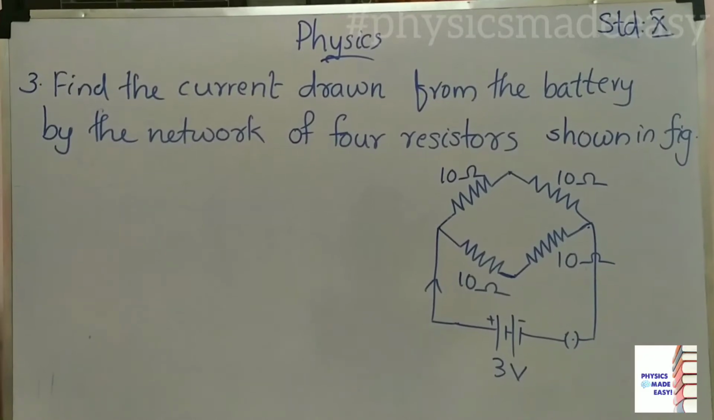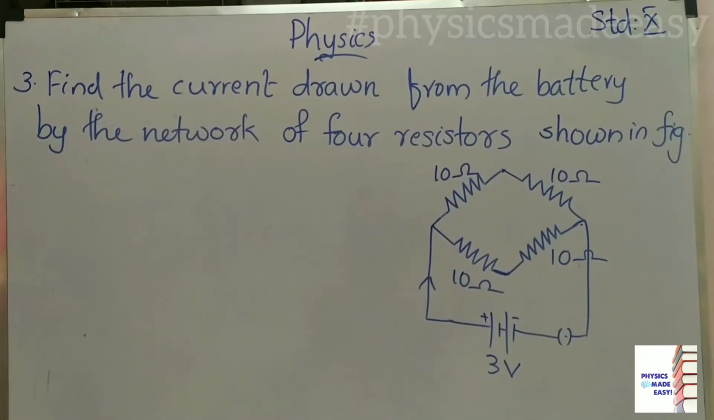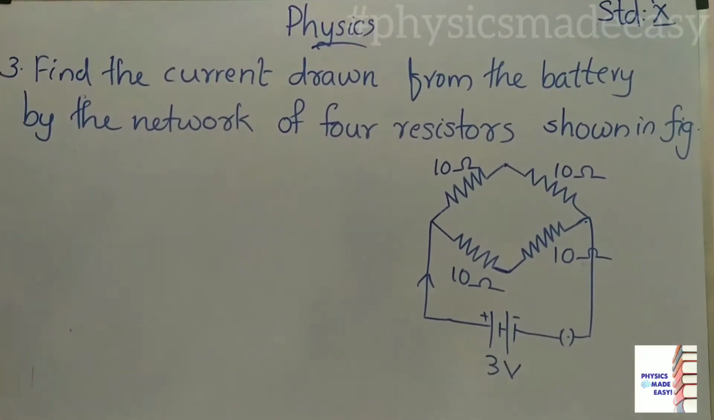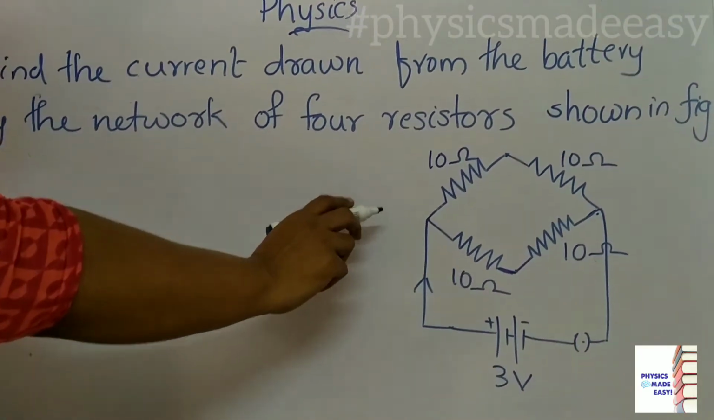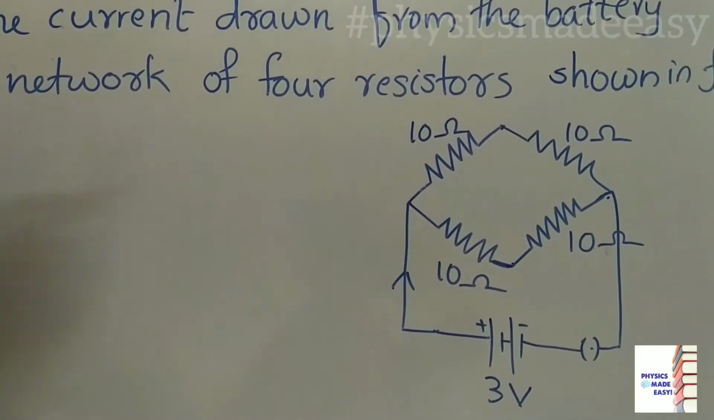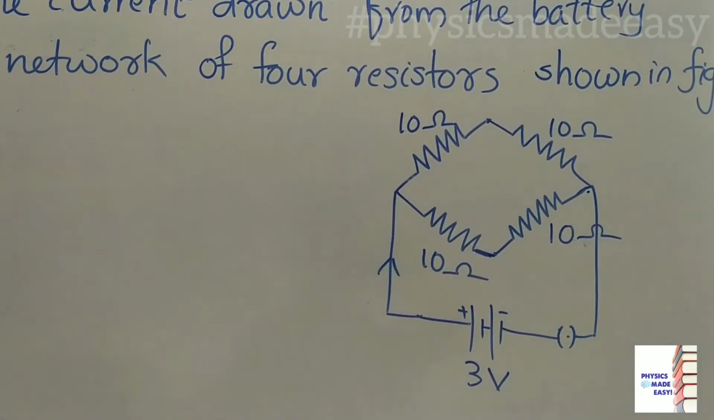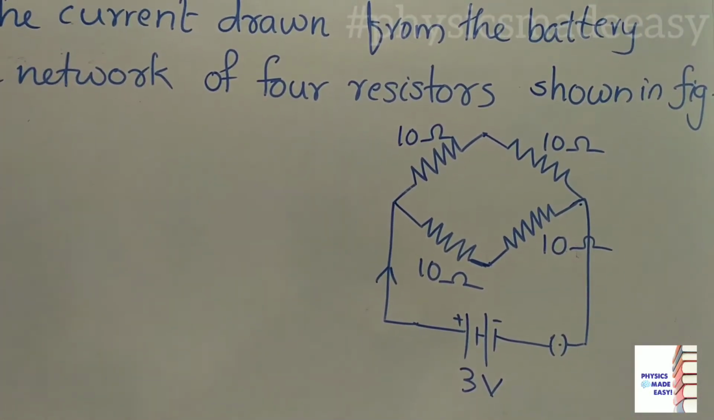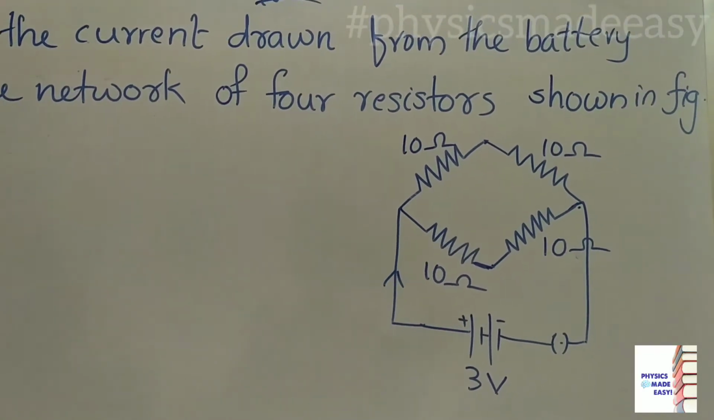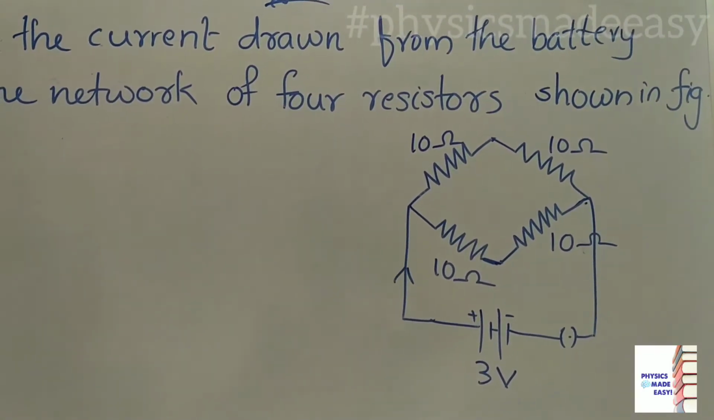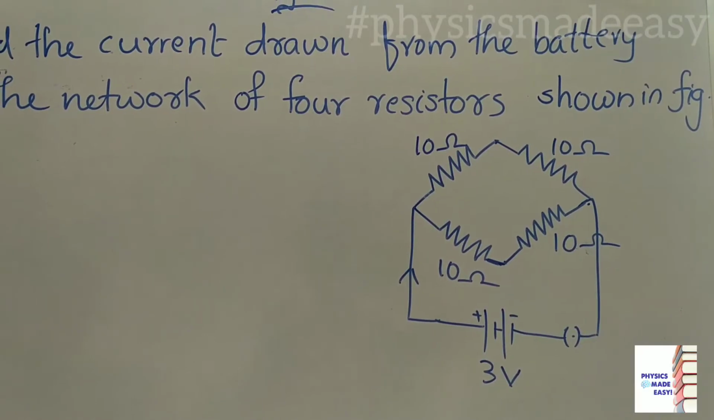Listen to the next question. Find the current drawn from the battery by the network of 4 resistors shown in figure. Here you can see resistors having resistance 10 ohm, 10 ohm, 10 ohm, 10 ohm, 10 ohm. You can see all these are connected in this circuit. We have to find the current drawn from the battery. That is the total current flowing through the circuit we have to find.